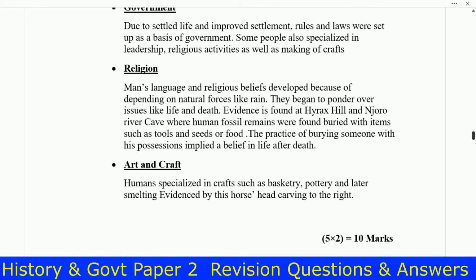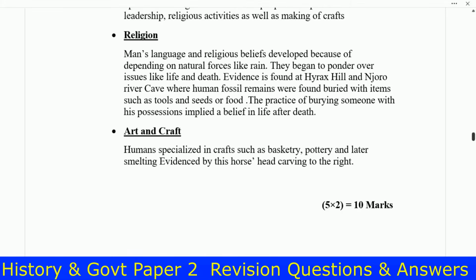Religion in the New Stone Age. Man's language and religious beliefs developed because of depending on natural forces like rain. They began to ponder over issues like life and death. The evidence is found at Hyrax Hill and Joro River Cave, where human fossil remains were found buried with items such as tools and seed or food. The practice of burying someone with his possessions implied a belief in life after death.